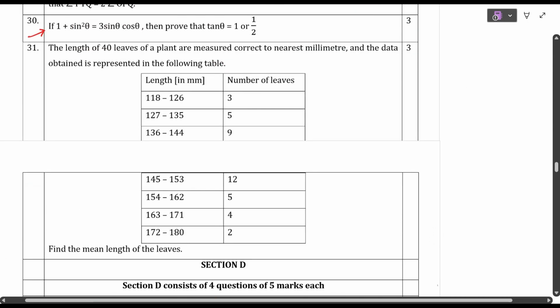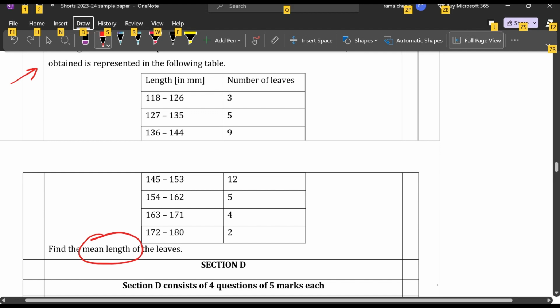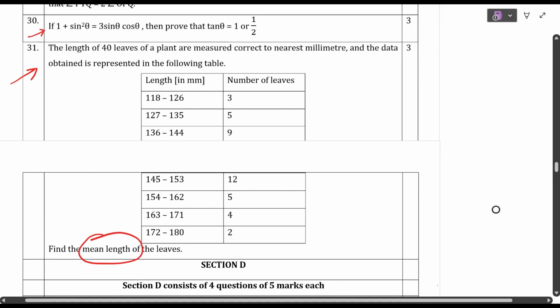Question number 31, students. The length of 40 leaves of a plant are measured correct to nearest millimeter and the data obtained is represented in the following table. Here if you observe carefully, the data is a frequency distribution table with class intervals. So what we have to do is observe the given data carefully and observe the class intervals, whether these are inclusive class intervals or exclusive class intervals. They are asking us to find the mean length of the leaves.